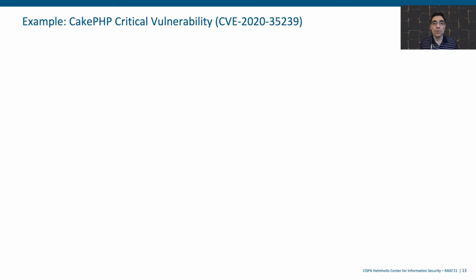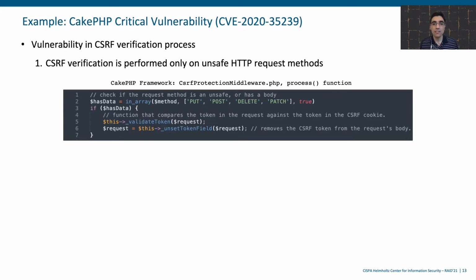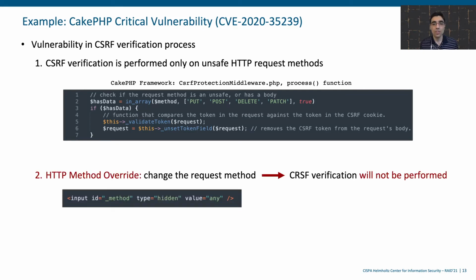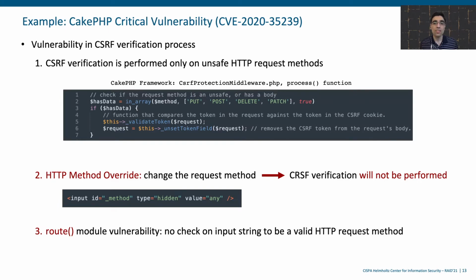Okay, so let me show you a real-world example of an implementation mistake in the CakePHP web framework. In particular, this vulnerability affects the CSRF verification process in that it is only performed on requests with unsafe HTTP verbs, such as PUT, POST, DELETE, and PATCH. To bypass the CSRF verification, the attacker could have changed the request method to any string via the HTTP method override feature. This worked because there was a second vulnerability in the routing module of CakePHP that performed no check on the provided input string to be a valid HTTP request method.